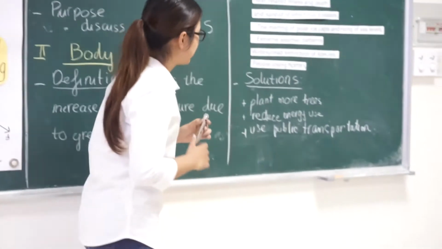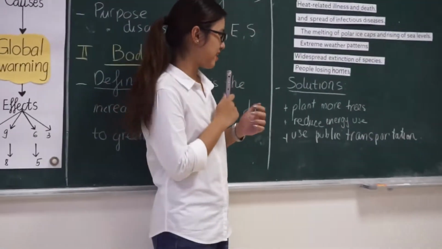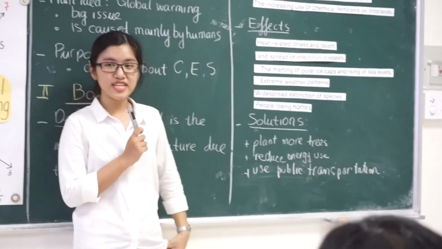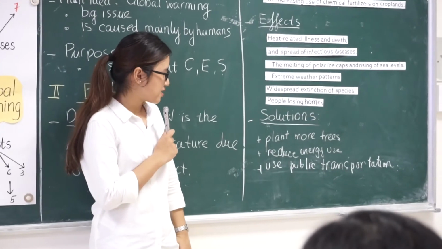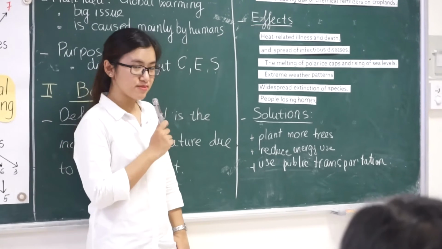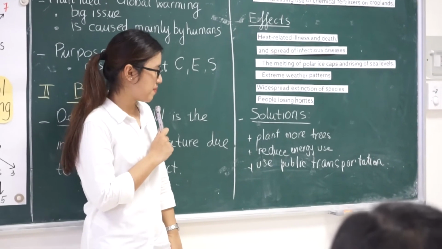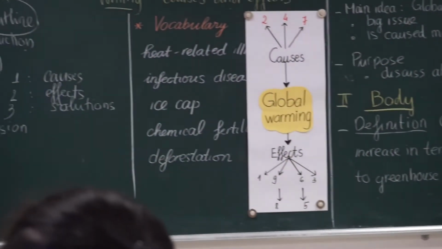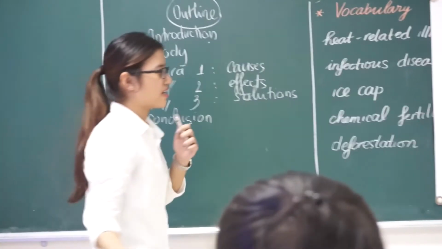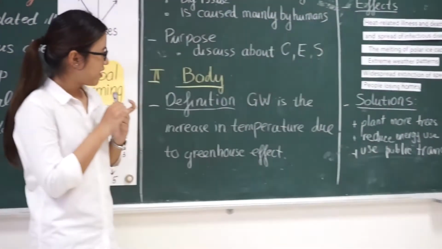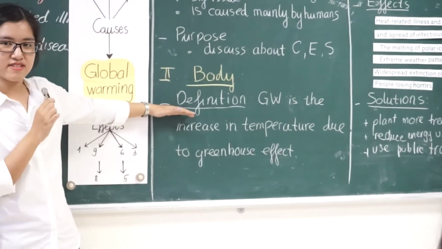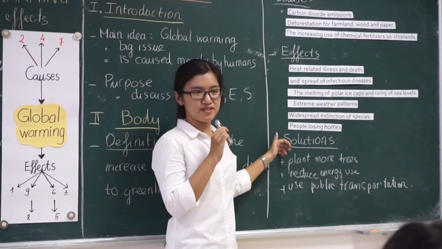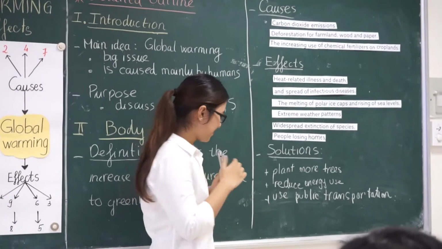Thank you. So we have 3 solutions right here. Let's take a look. The first one is plant more trees. Second is reducing energy use. And the third one, using public transportation. This is a really good answer. So as you can see in the body part, we will have a definition, and then the causes, the effects, and the solution. This is the main structure.